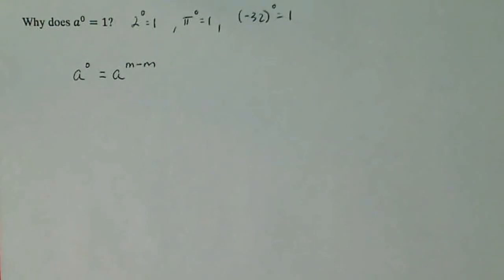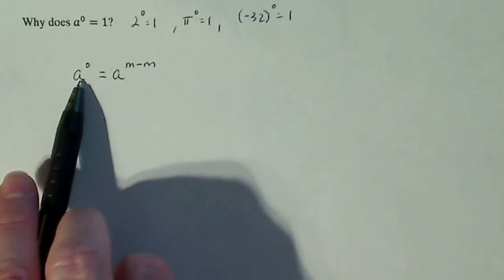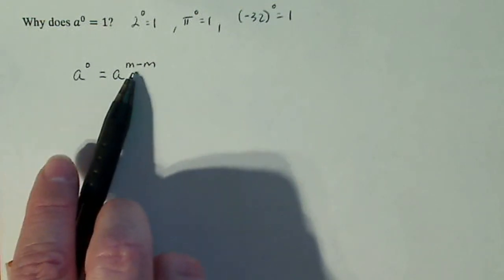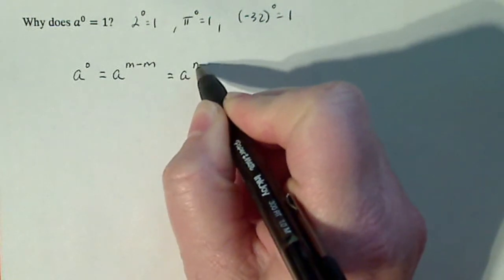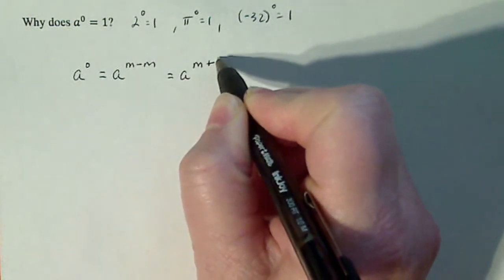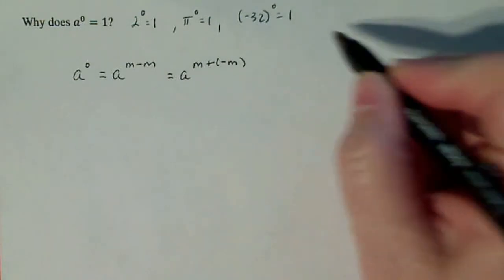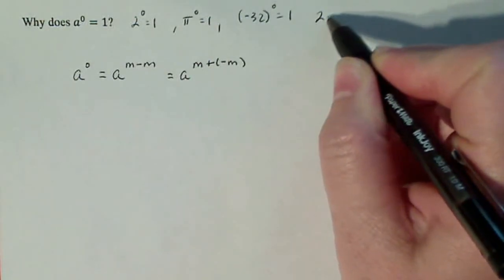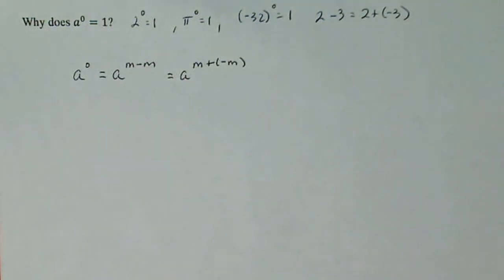Now, of course, that's true because if you have m items and you take away m items, you have 0 items. So that's the same statement. A to the 0 is a to the 0. I can also write this as a to the m plus negative m. Now I write it that way. That's just the same thing as saying, 2 minus 3 is equal to 2 plus a negative 3. It's the exact same statement. Okay?